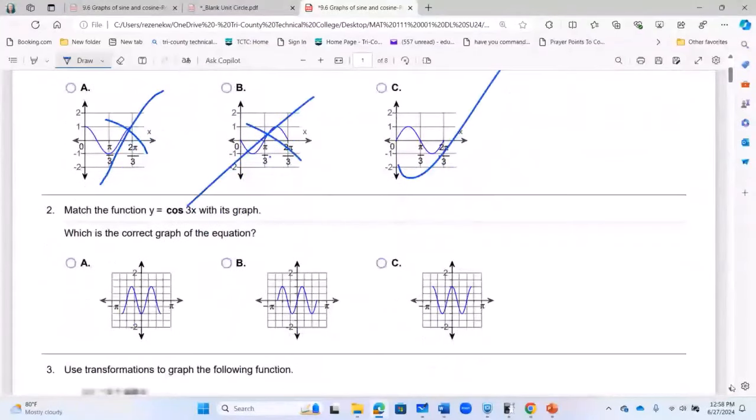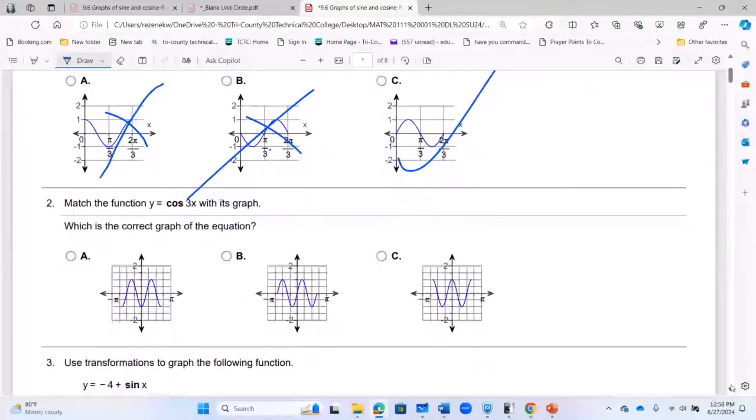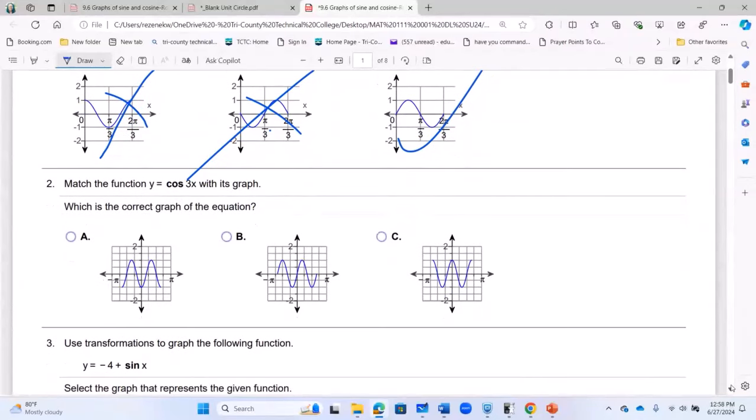Match the function y equal to cos 3x with this graph. You already know that the cosine curve is symmetric to the y-axis. It cannot be this one because it's not a reflection. And it cannot be this one, it's not a reflection. So it has to be this one, because this curve, even though it's enlarged, is symmetric to the y-axis. So that's what I've been trying to make sure we know.